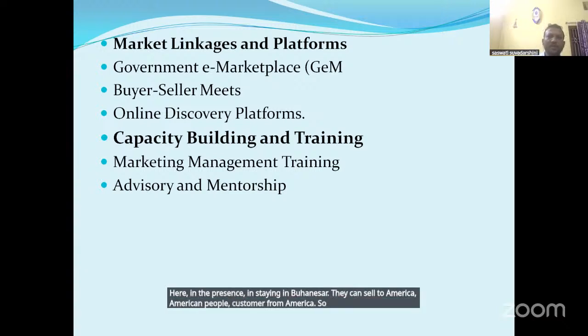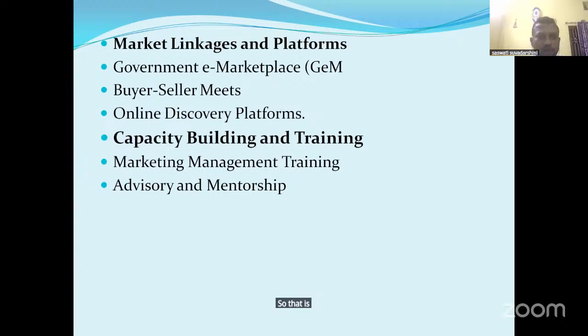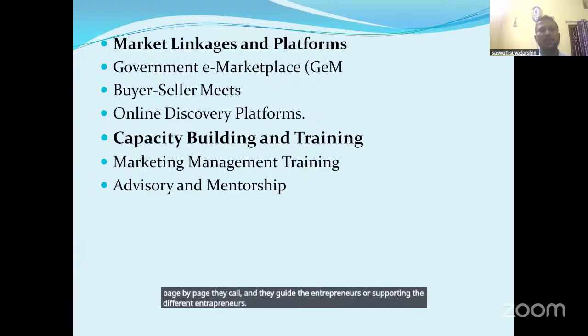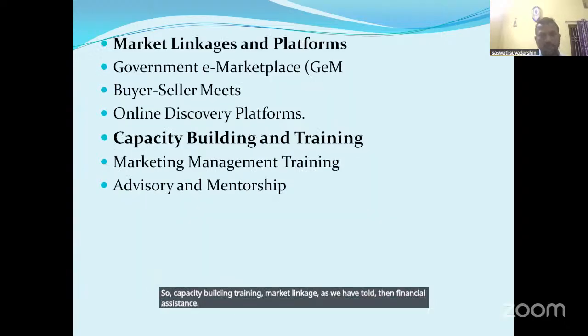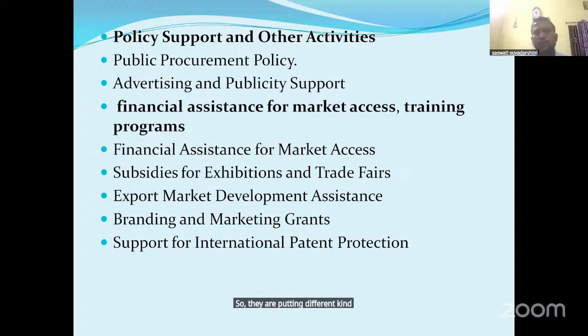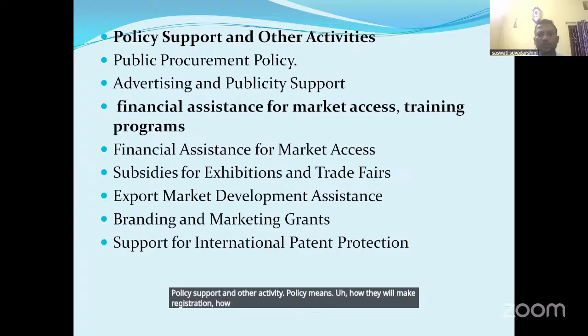So like this. Then capacity building training. That is a very effective way they can train. Advisory, mentorship, guidance. So they can build their capacity. Page by page they call and guide the entrepreneurs, supporting the different entrepreneurs. So capacity building training, market linkage, as we have told. Then financial assistance, they are giving different kinds of other activity support, policy support. Policy means how they will make registration, how procurement policy works, adopting different policies. So everything will be guided by the government.